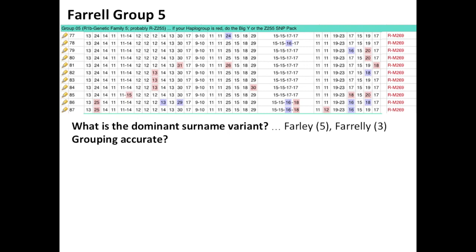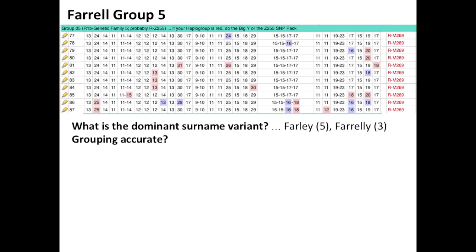I'm also seeing 16, 16, 16. I'm seeing three 13s here. So there's probably three sub-branches within this larger group. I'm relatively confident that they've been grouped correctly. But you see all the terminal SNPs are in red. It means they have not done SNP testing, so we can't be absolutely positive.